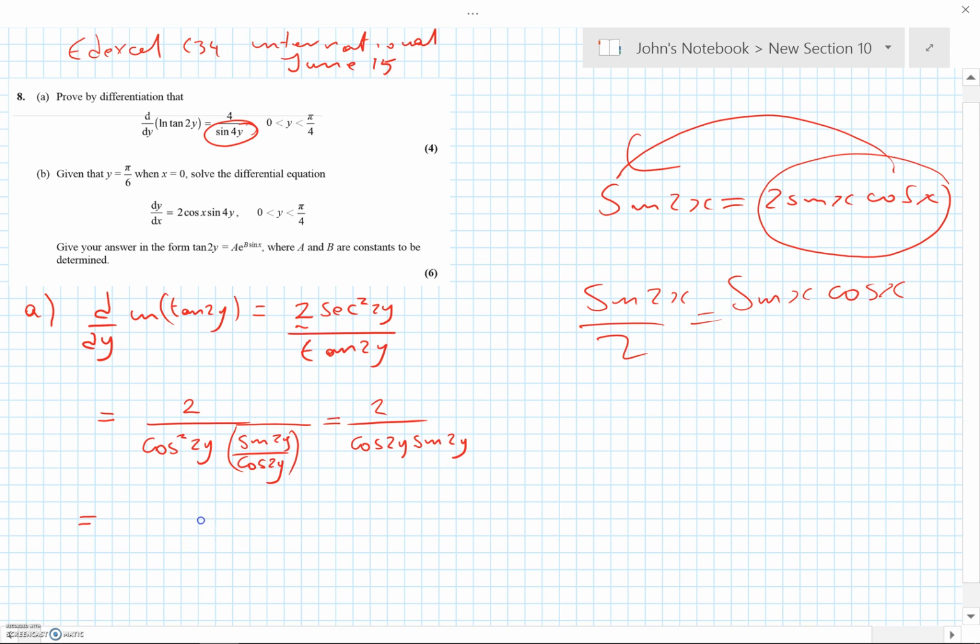Oh, do you know what? I don't really want to do a stack fraction again, so what I'm going to do is double both bits. There you go. Done.